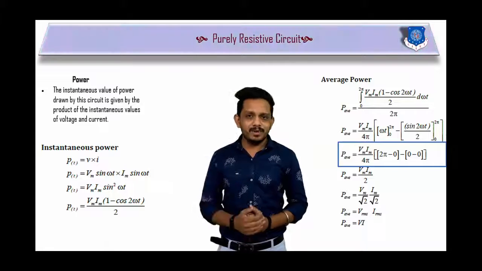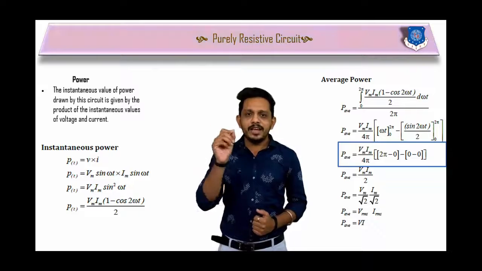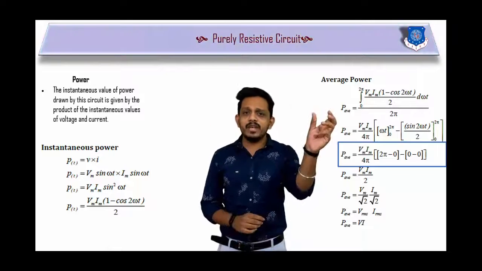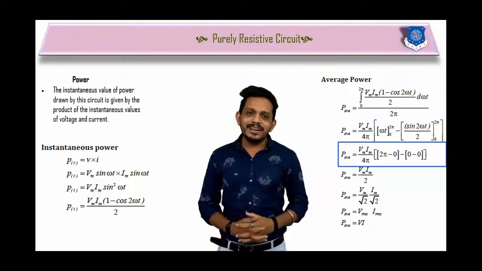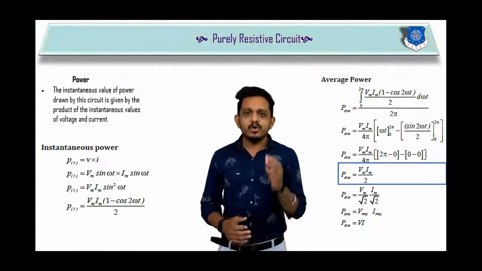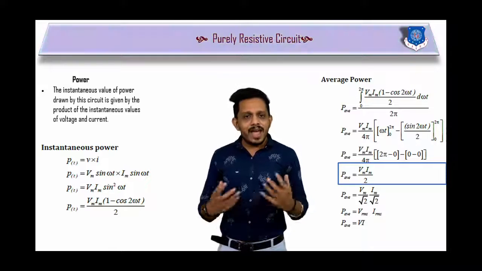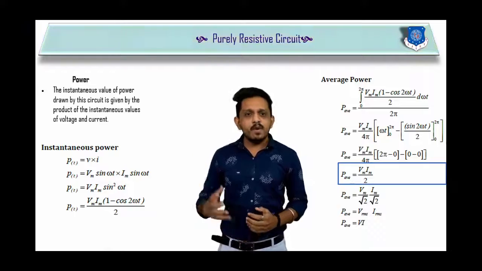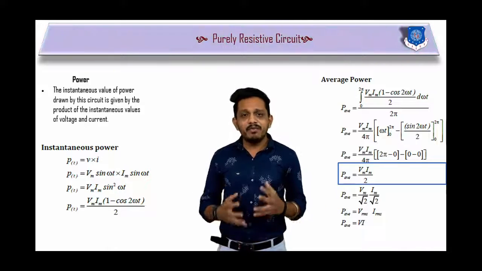Now please remember that the constant we took outside the bracket is Vm Im upon 4 pi, and what we have now is 2 pi. So pi will be cancelled out. Finally we get the equation of the average power: P average is equal to Vm Im upon 2. This is the equation of the average power consumed by a pure resistor in one complete cycle, 0 to 2 pi.